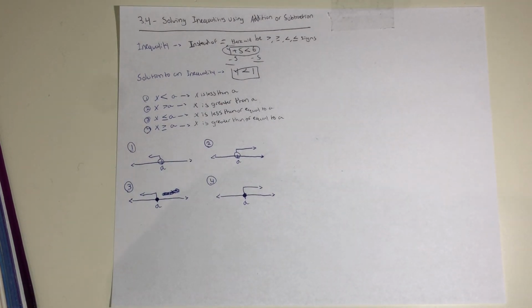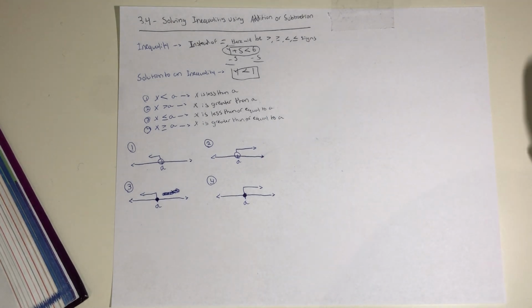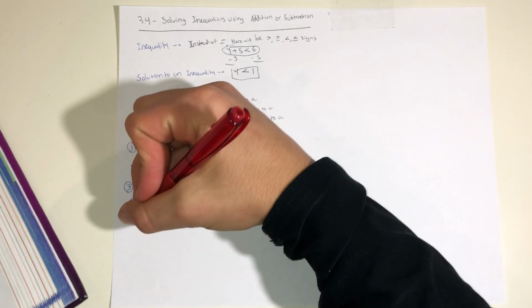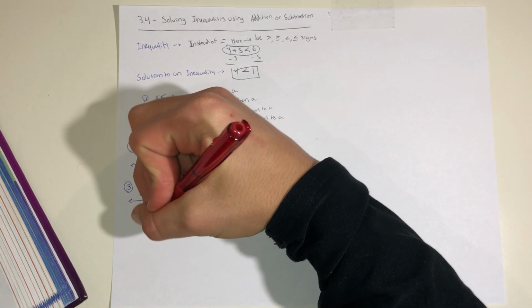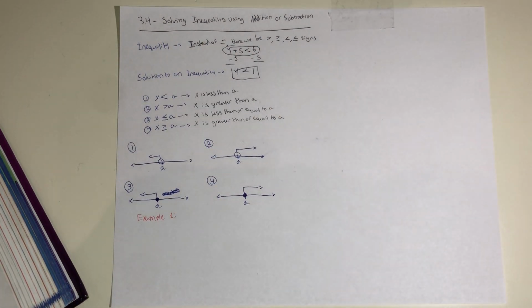This brings us to example 1. Example 1 says that the freezing point of water is 0 degrees Celsius. At temperatures at or below the freezing point, water is solid ice. Write an inequality that gives the temperatures at which water is solid, then graph the inequality.